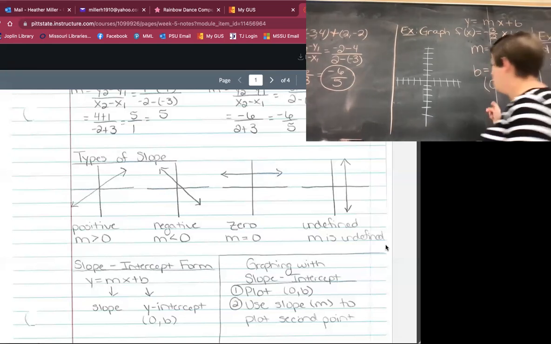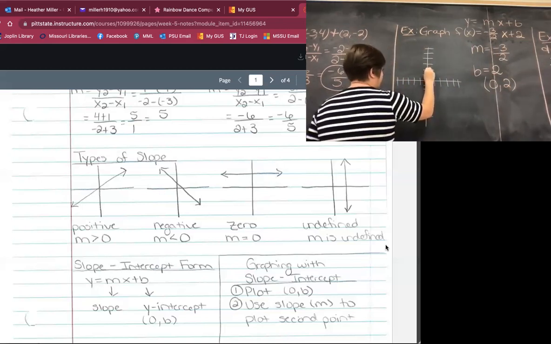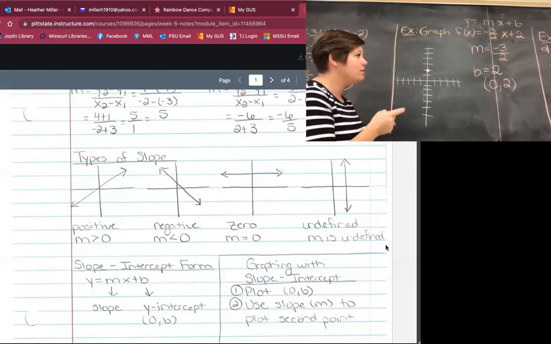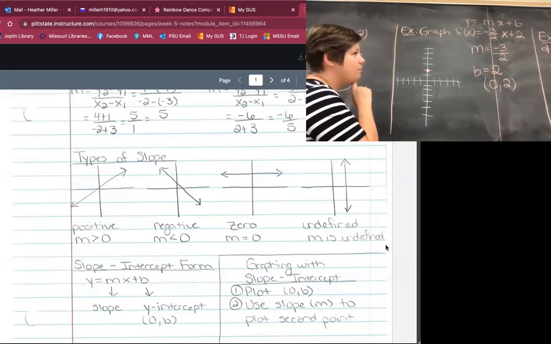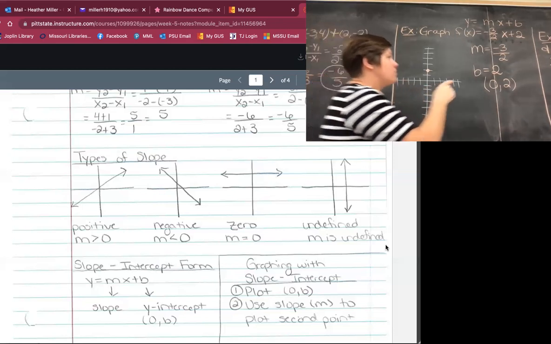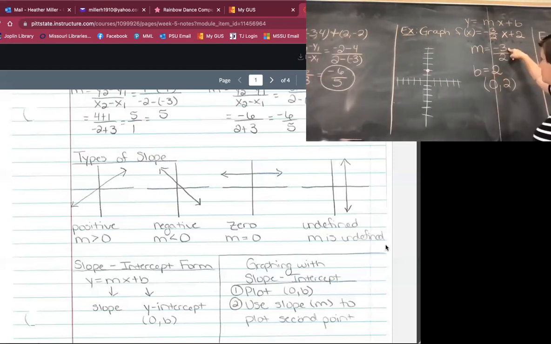Okay, so (0, 2), I'm going to graph that first because that was step 1. So I go up 2, and then I use my slope to plot another point. Well, how do I do that? By remembering that slope is rise over run. So if this is rise, this is telling me how far up or down I'm going to go, and it's a -3. That tells me I'm going to go down 3. And then my run is a +2. I'm going to run to the right 2 spots.